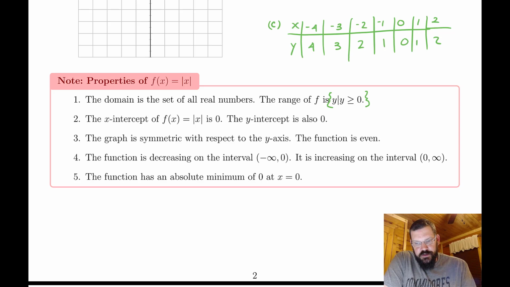It's symmetric with respect to the y-axis, so that makes it an even function. It is decreasing on the interval from negative infinity to 0. And then once we get to 0, the graph begins to increase from 0 to positive infinity. It only has an absolute minimum at 0, and that is when x is equal to 0.